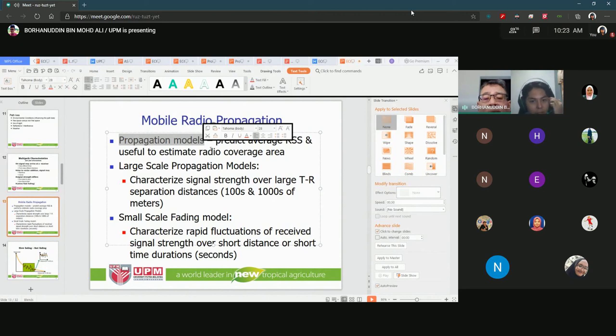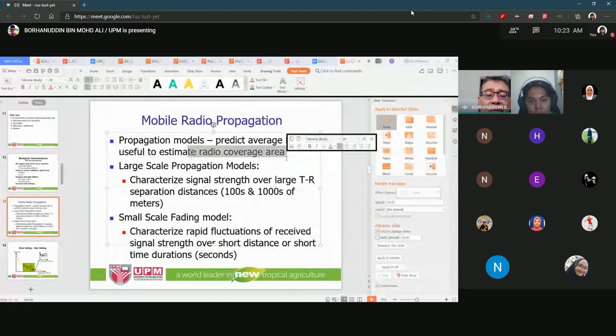So predict the average signal strength, RSS, receiver signal strength, to estimate radio coverage area. Jadi they can come up with some kind of mapping, macam topography punya mapping for an area ataupun even dalam bangunan, with respective colors yang represent the strength of the signal. Jadi they do this thing, they get lots of data, dan daripada situ they retrofit lah.